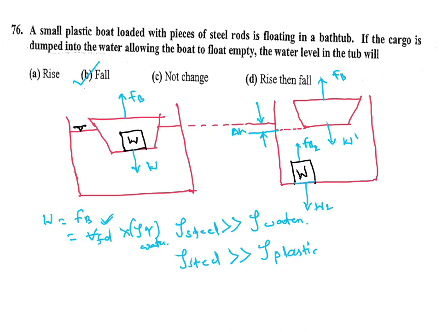and in second case, W dash equal to FB, and W2 equal to FB2. W2 is very very much greater, because it's at the bottom. Here it's occupying less volume, so that water level will fall. You can do that experiment in your bathroom. In first case, volume of fluid displaced is more, and in second case, volume of fluid displaced is very less.